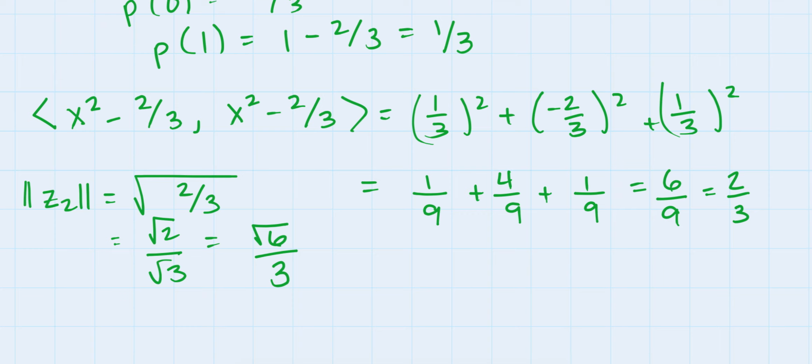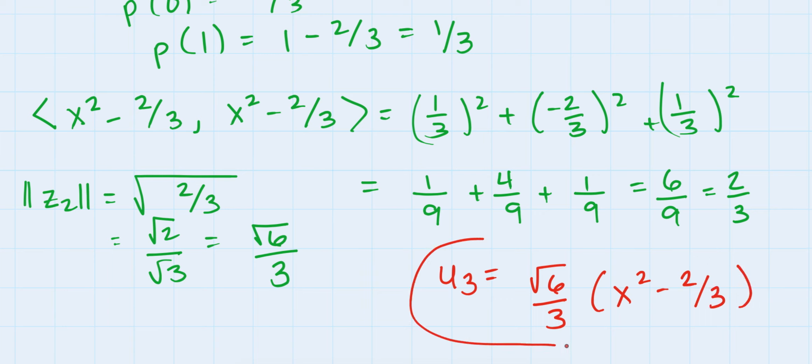Okay, so now we can write what the last vector is. U3 is equal to root 6 over 3 times x squared minus 2 over 3. So that is our last vector.